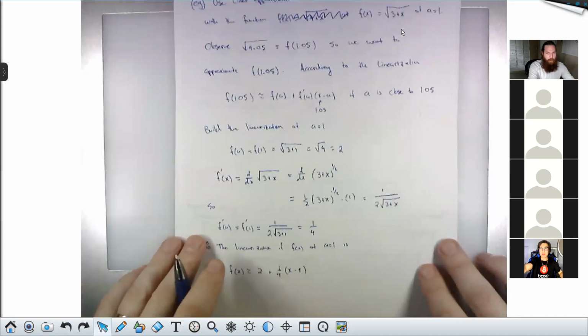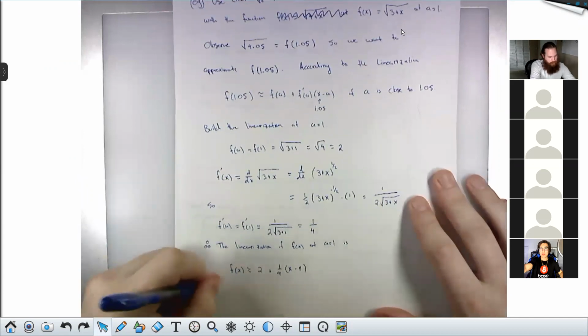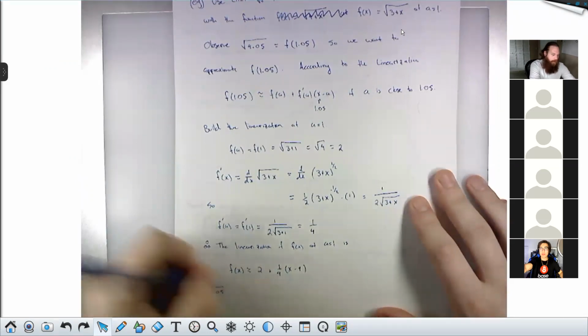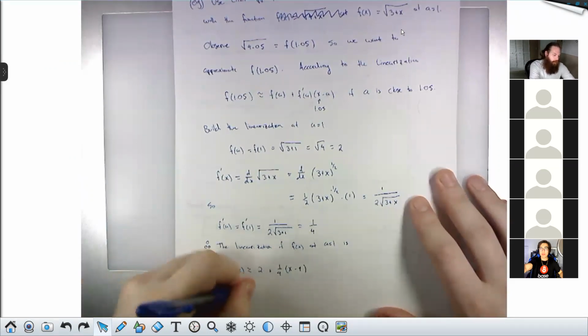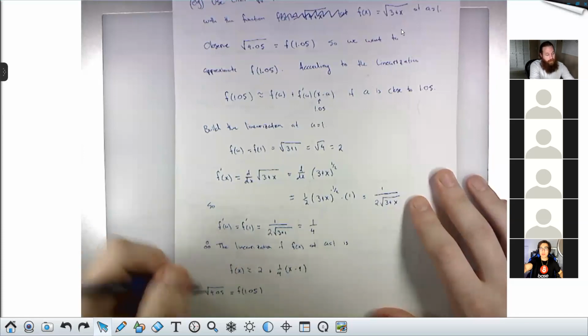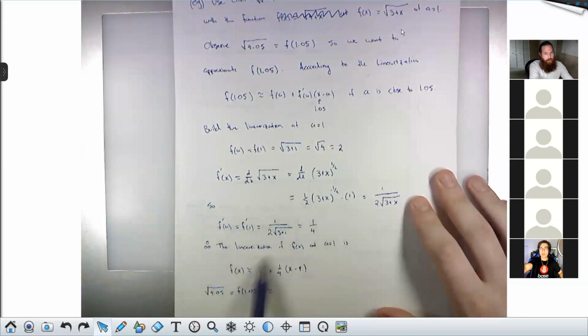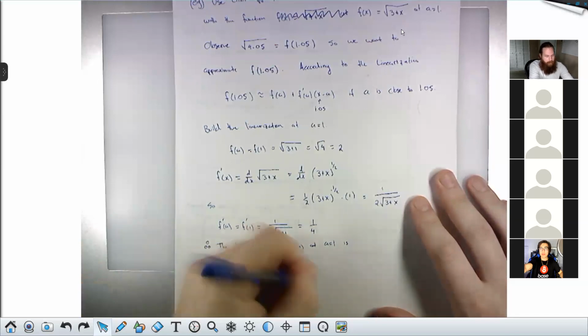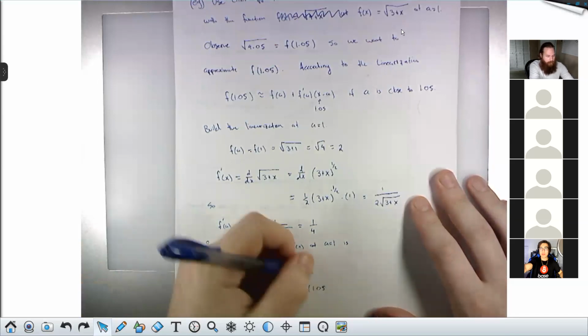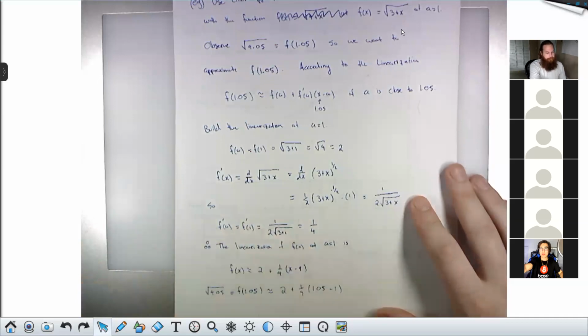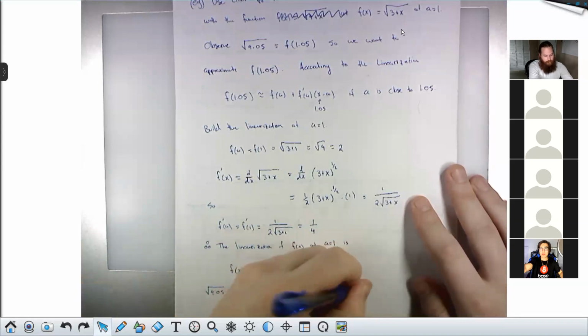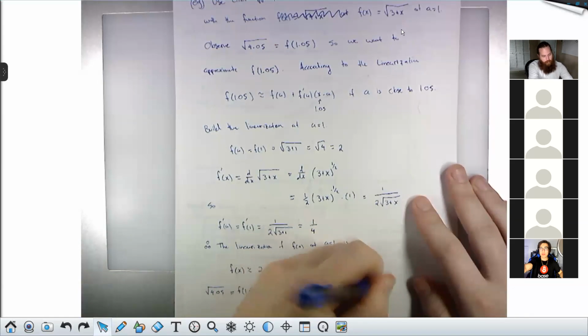So the square root of 4.05 is exactly equal to f of 1.05. And f of 1.05 is approximately equal to what you get when you plug 1.05 in here. 2 plus 1/4 times 1.05 minus 1, which is 2 plus 1/4 times 0.05.